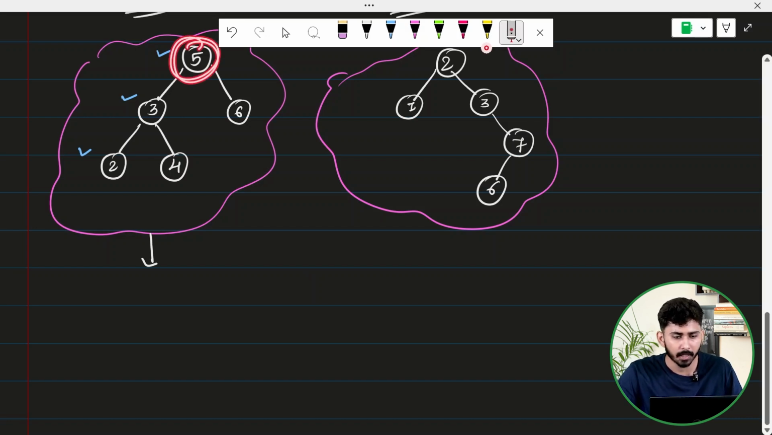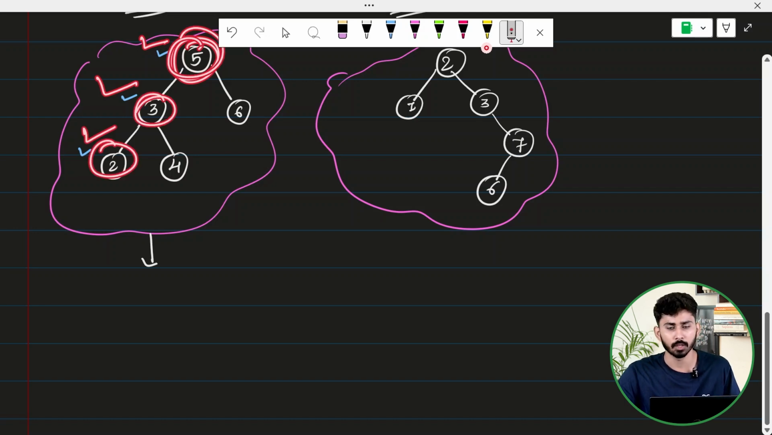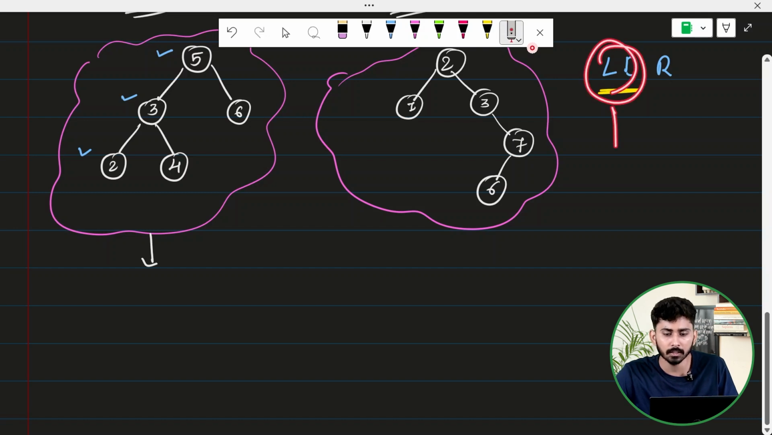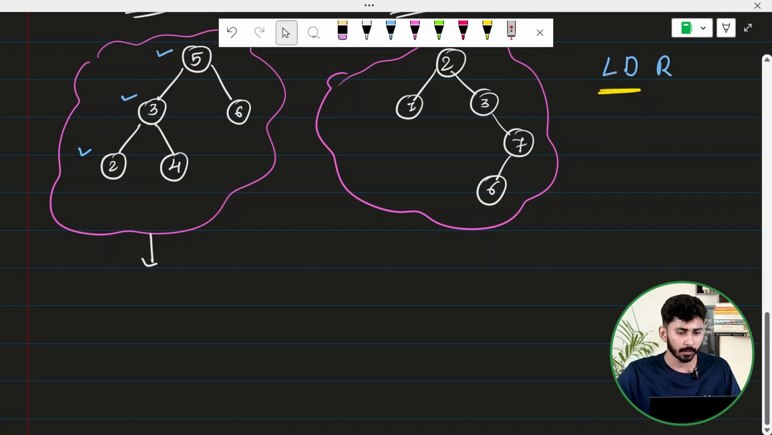If I pass this 5, it will just move to the left-hand side. It will just remove the leftmost, because in the in-order traversal we know that it encounters the left subtree, then the root node, and then the right subtree. So I am just focusing on extracting all the elements in the in-order traversal that are of the left subtree and then the root node. Okay, so I will just encounter this many nodes.